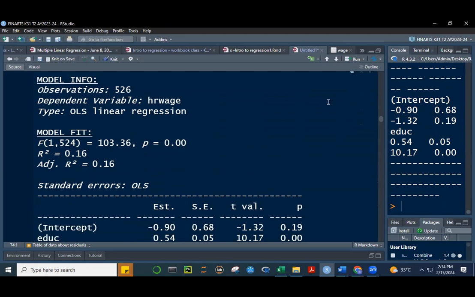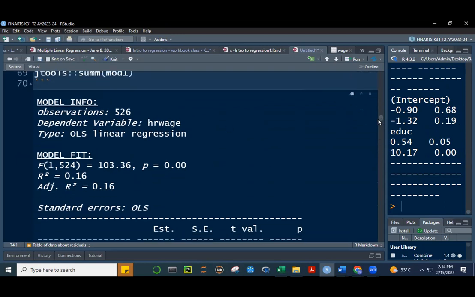Right? So model info, you have 526 observations. The dependent variable is defined. The type of regression, OLS linear. And then you have the F stat here coming from d1 and d2, degree of freedom 1, the number of predictors. Degree of freedom 2 is your n minus k minus 1. And you'll need this in order to compute your p-value, which we learned last time. And then the R squared, the adjusted R squared.